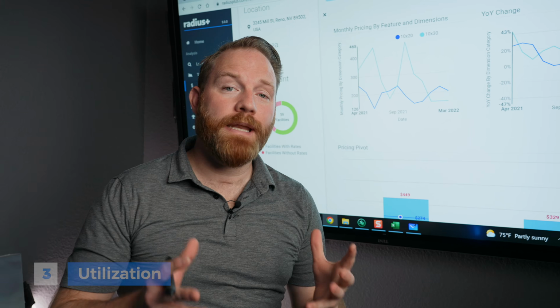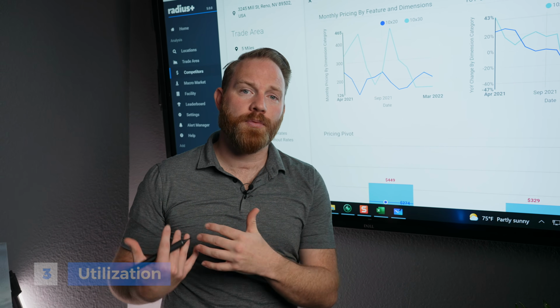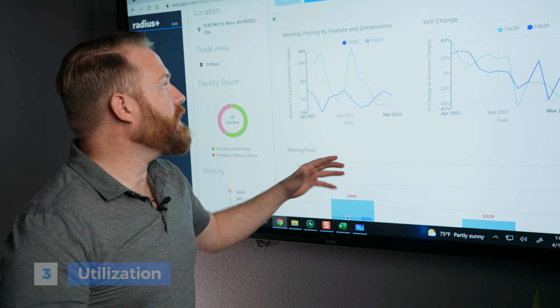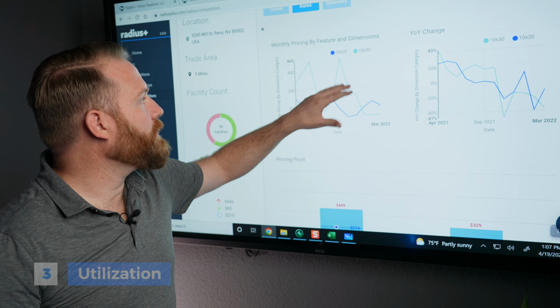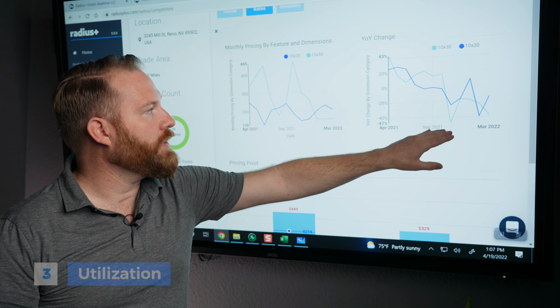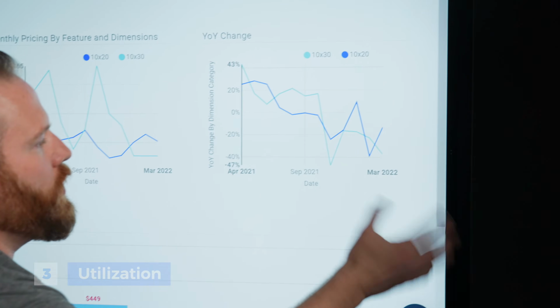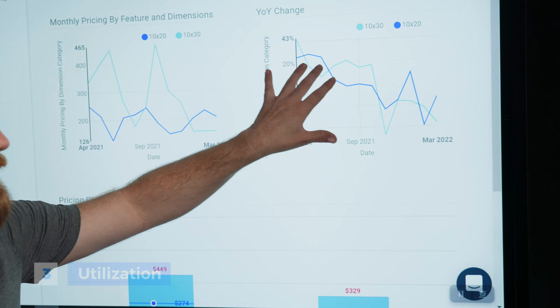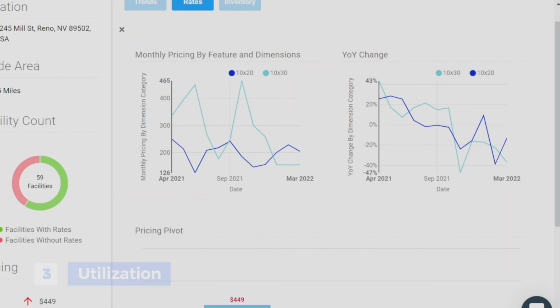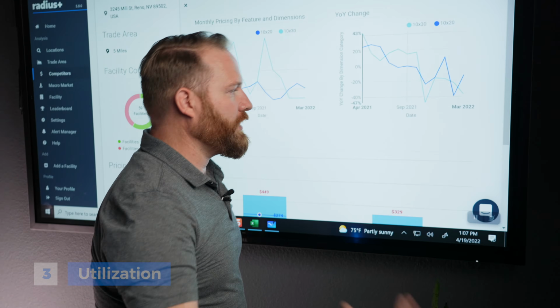All right, when we look at a bigger market that has more storage facilities in it as opposed to that 3-mile radius, what we can see when we're looking at monthly prices by features or dimensions, year over year change in the rates, what we're trying to see here is overall trends. You have to be careful to look at this and say, oh, they all went straight down. The reason being is markets like Reno and a lot of northern markets are cyclical.